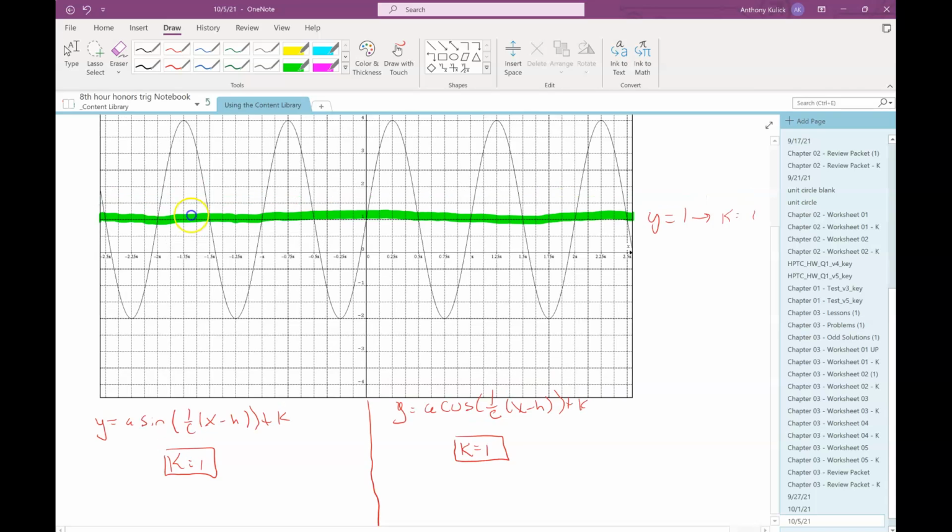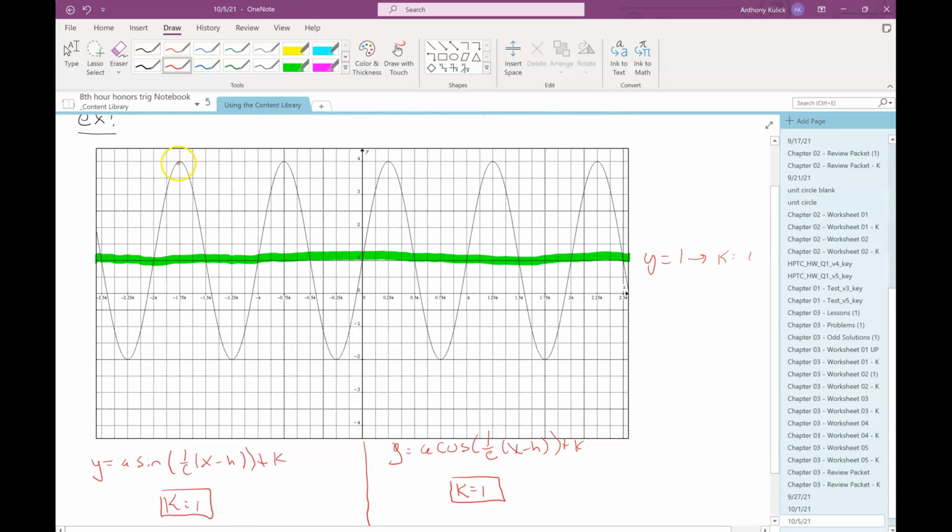Next thing I like to do is look for the amplitude. So remember, the amplitude is the distance from an extreme point, a max or a min, back to the midline. So for example, that distance there is our amplitude. So our midpoint is at 1, that maximum's at 4, so my amplitude then would have to be 3.